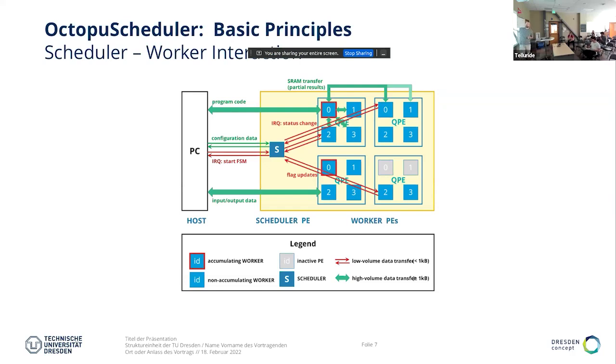Decentralized is the data transfer. So this is not going via the scheduler. This is going directly between the PEs. If you want to fetch, for example, partial results to another PE to accumulate them or something like this, this is decentralized again, so we don't create a bottleneck. And this happens directly between the PEs here.